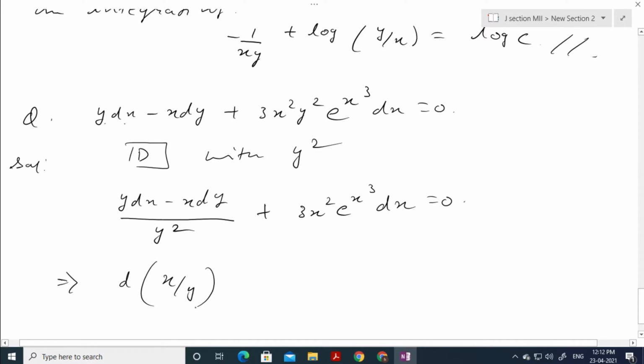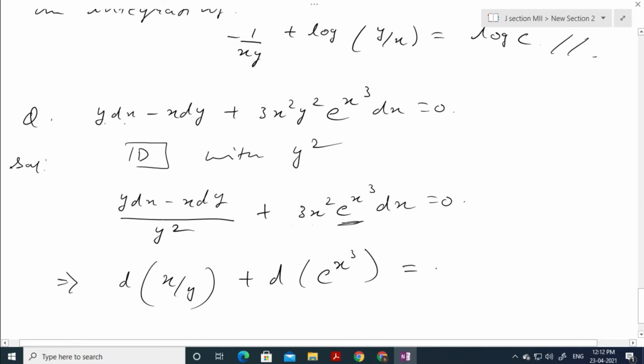X by y only, na? So in the denominator you have y square, y dx minus x dy. So this whole thing can be written as d of x by y, plus this thing can be written as d of e to the power x cube. When you differentiate d of e to the power x cube, what will you get? E to the power x cube as it is, and for x cube it will be 3x square.